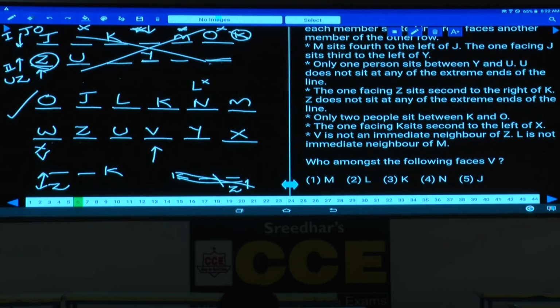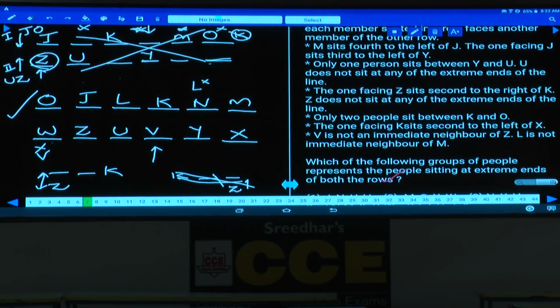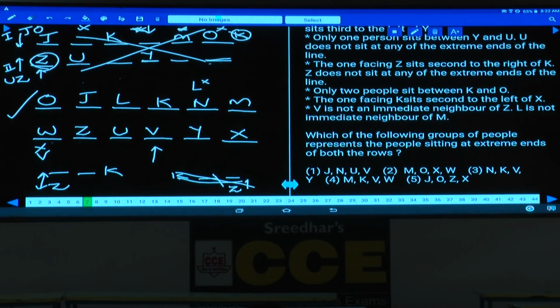Then who among the following faces V? Yes, tell me who is facing V here. K is facing V, that is given in choice 3. Then question number 7. Which of the following groups of people represent the people seated at the extreme ends of both the rows? Extreme ends: O, M, W, X. And it is given in choice 2: M, O, X, W. Choice 2.